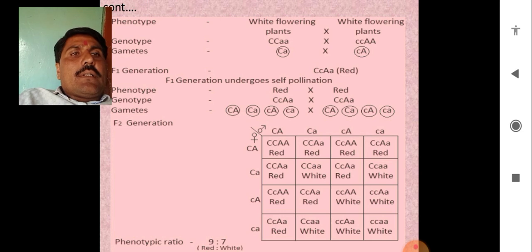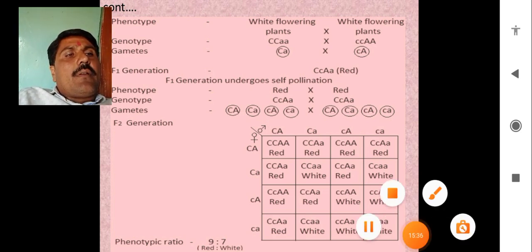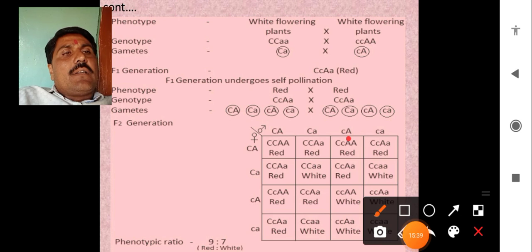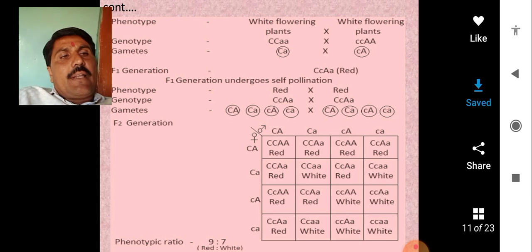The red ones, that is the 9. Look at the genotypes: capital CC and capital AA, capital CC with capital A small a, then the third one, capital C small c with both capital AA. And in this way, we got the 9:7 ratio of the complementary gene action.